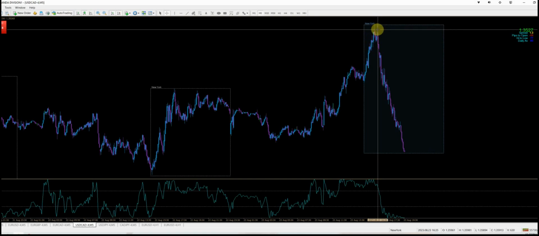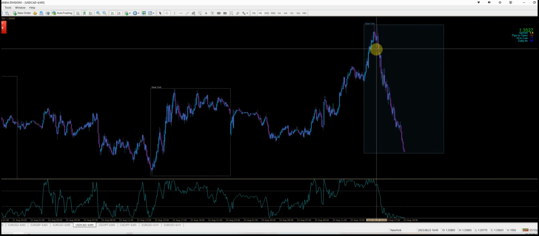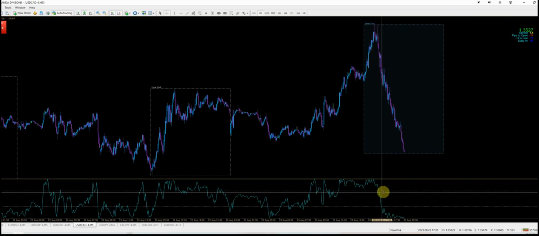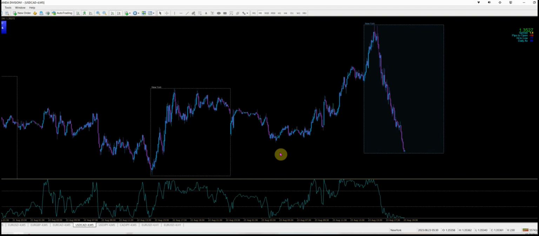And then at an hour and a half into the session, maybe an hour and 40 minutes into the session, at the close of this candle right here, we get a signal to go short. And if you were in this trade, you'd still be in at plus 63 pips right now. All right.